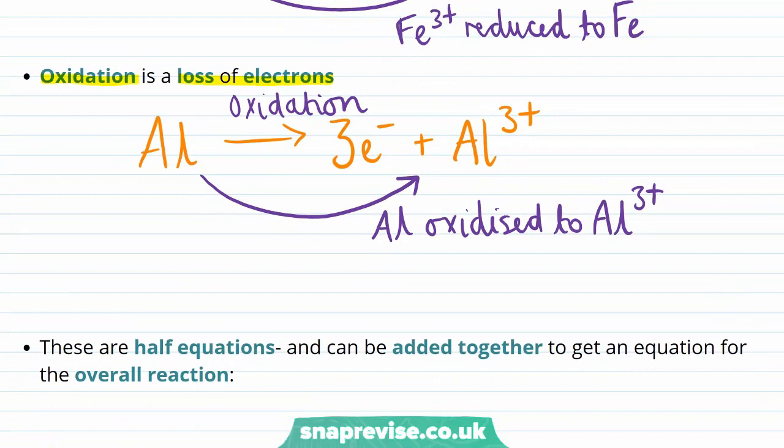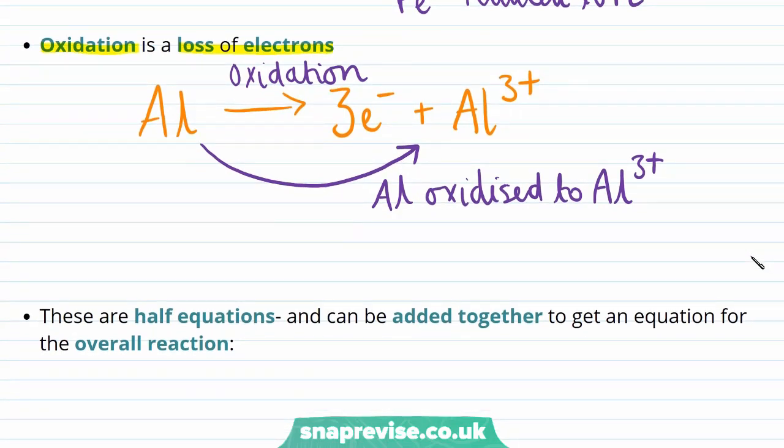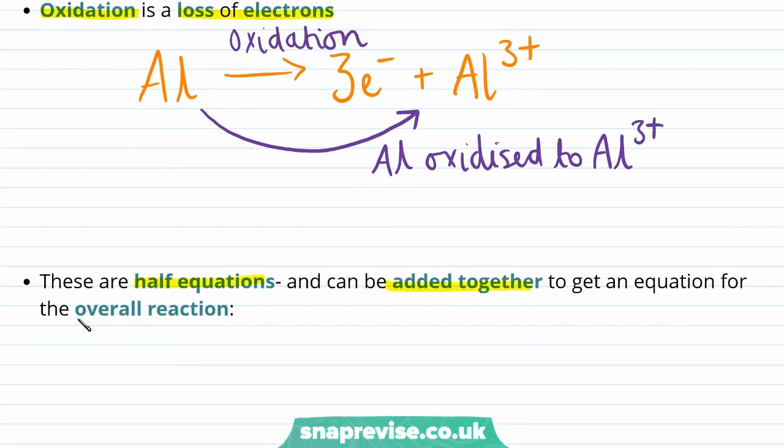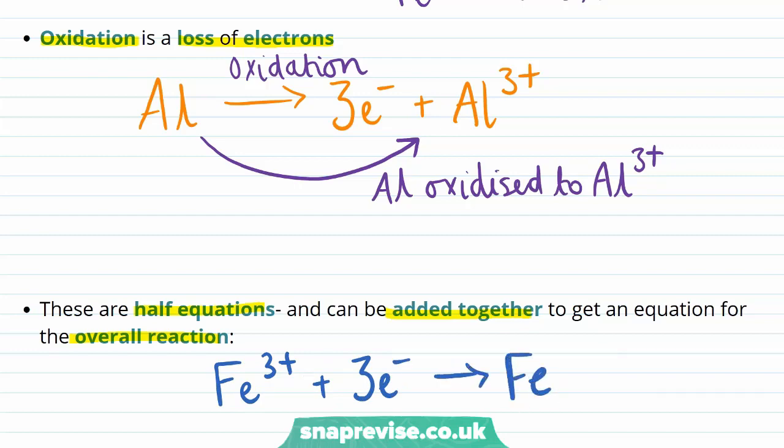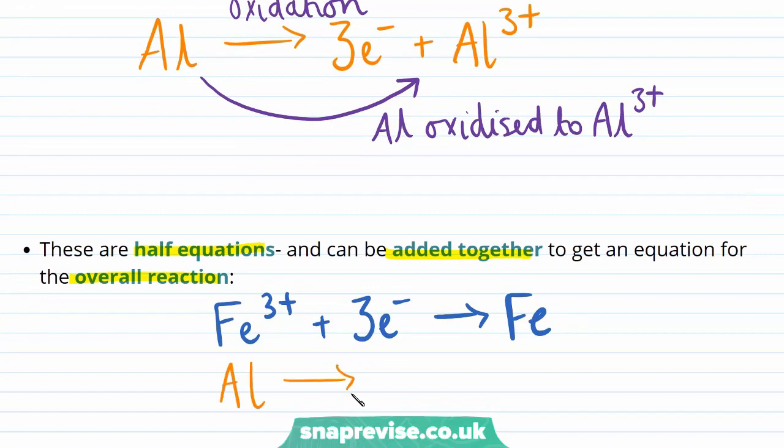This is because they show half of what happens in a chemical reaction. They show what happens to one reactant. Half equations can be added together in order to get an equation for an overall reaction. For example, here we can add together the equations representing the reduction of Fe3+ in order to form iron atoms and the oxidation of aluminium.